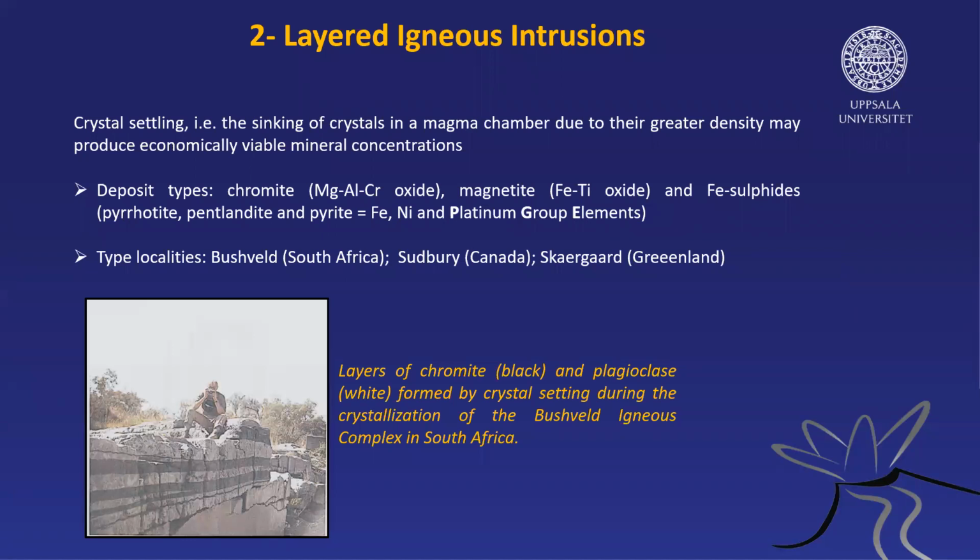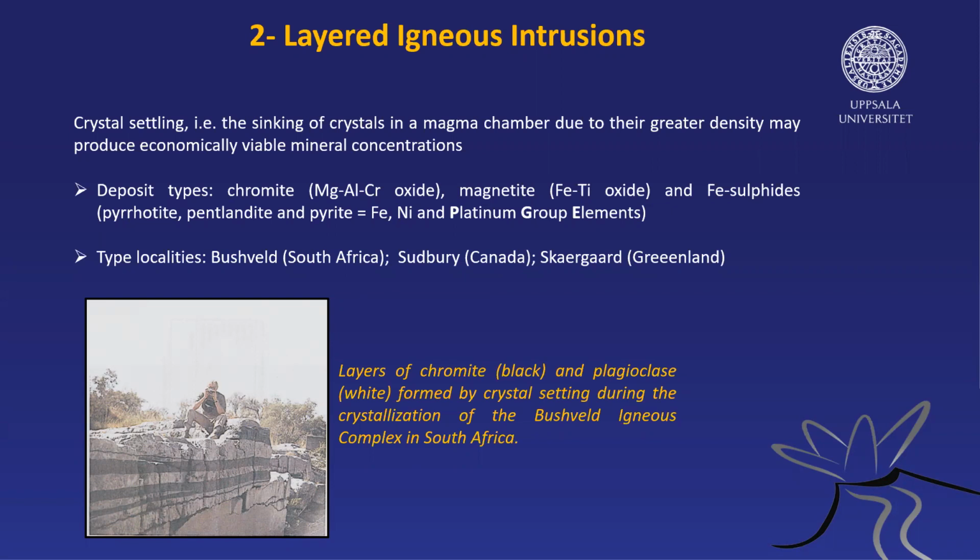Now we can switch to the next type of igneous deposit, and these are the layered igneous intrusions. As I said, they are formed by crystal settling, sinking of crystals at the bottom of the magma chamber, because the newly formed minerals are denser than the remaining liquid. That's something we see. It's a classic process in magmatic bodies.